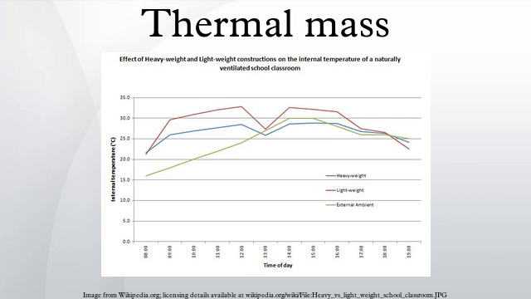In building design, thermal mass is a property of the mass of a building which enables it to store heat, providing inertia against temperature fluctuations. It is sometimes known as the thermal flywheel effect.